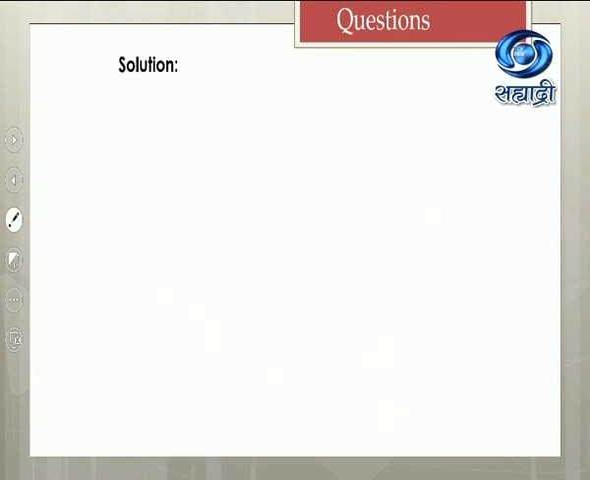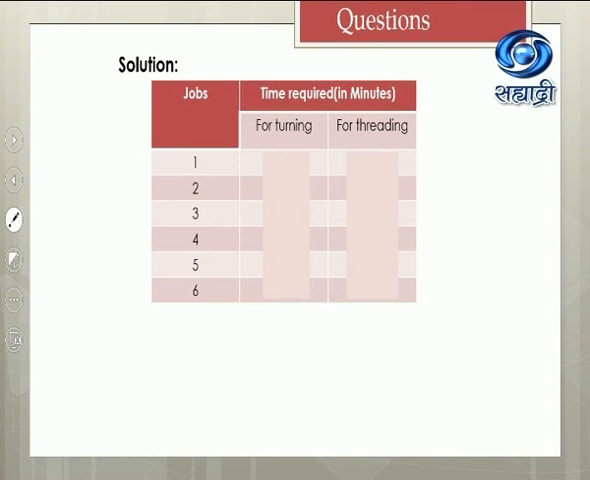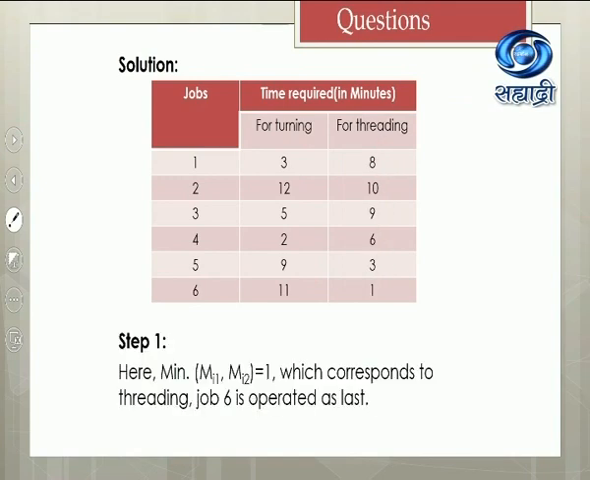So in the solution, we are just going to write the table again. Jobs are 1, 2, 3, 4, 5, 6. For turning, these are the times in minutes, and for threading, these are the times in minutes. Now, as you can see, the minimum over here is 2 and the minimum over here is 1. So out of 2 and 1, the minimum is 1. It corresponds to threading, which is the second machine. So you will write job 6 from the last. So 6 goes last.